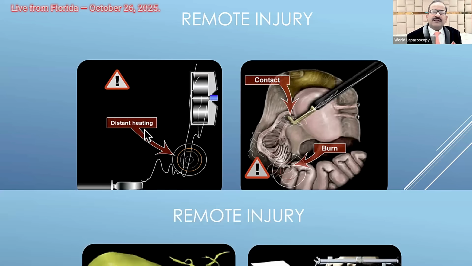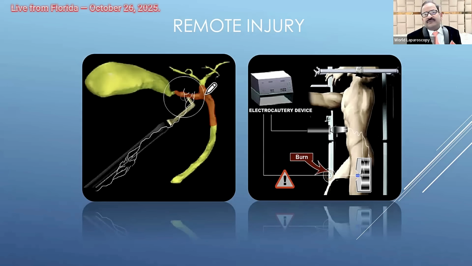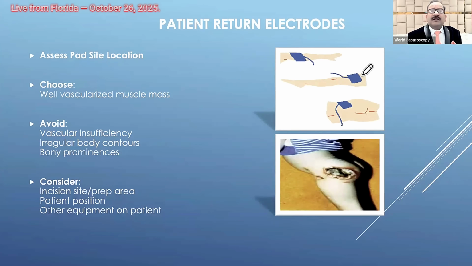We can see here the surgeon is performing cholecystectomy and the CBD is burning. Why? Again, this is an example of remote injury. Sometimes remote injury also happens when your patient table is uninsulated or the arm is touching a metal part, or if your pad side location is bad.